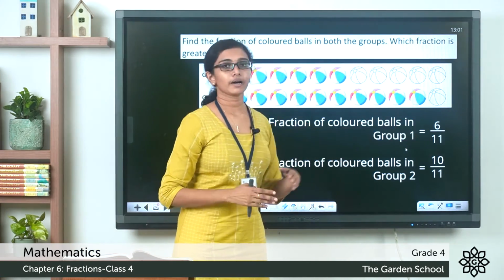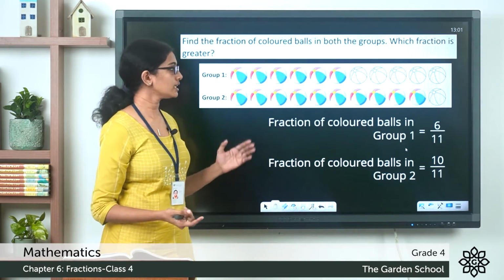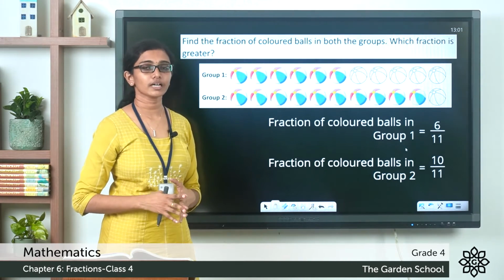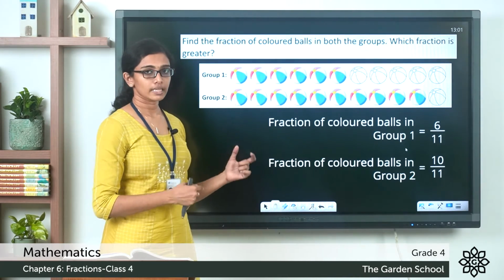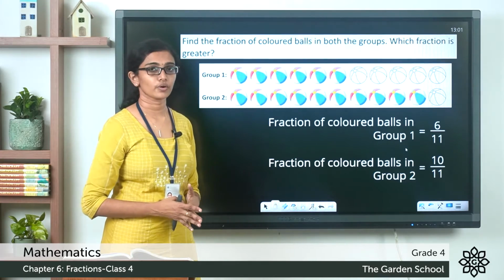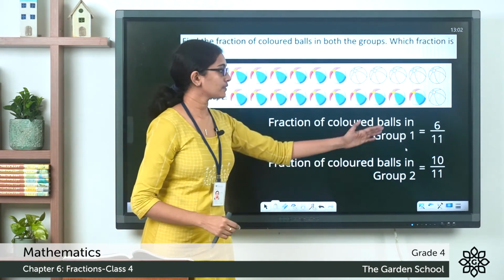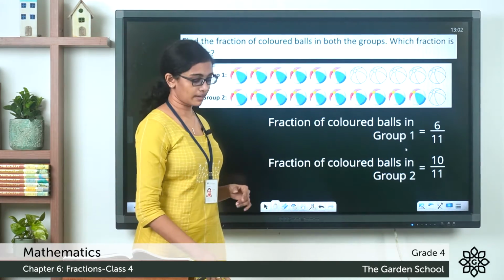to 6 by 11. Now in group 2, how many are colored? You see 10 out of the total 11 balls are colored. So what is the fraction of colored balls in group 2? The number of colored balls in group 2 divided by the total number of balls, which is equal to 10 by 11. So here we have the fractions 6 by 11 and 10 by 11.